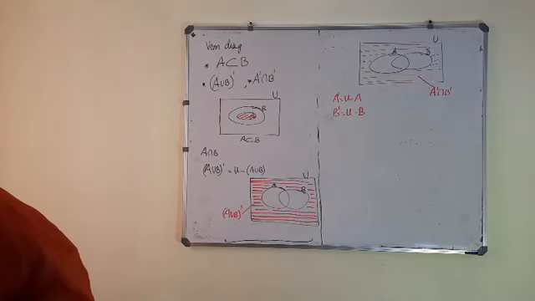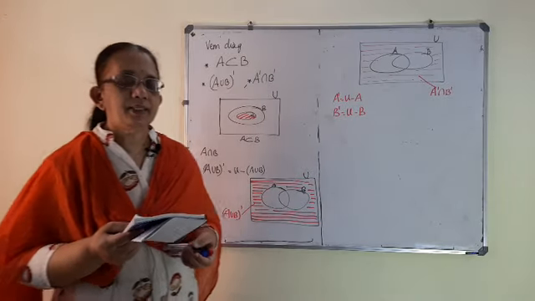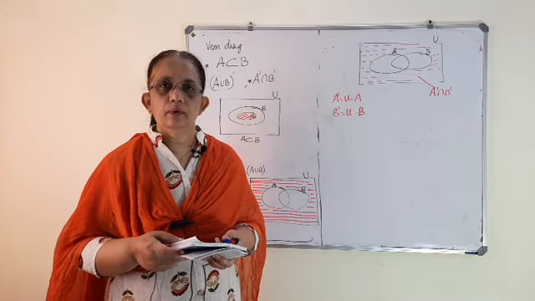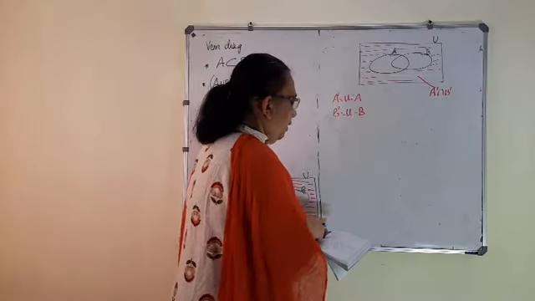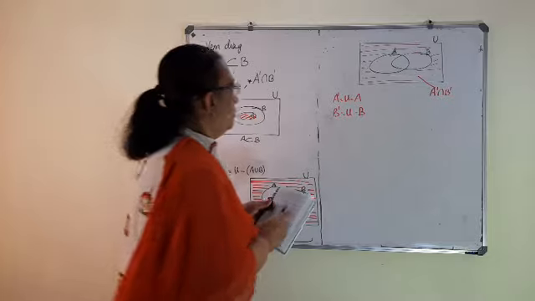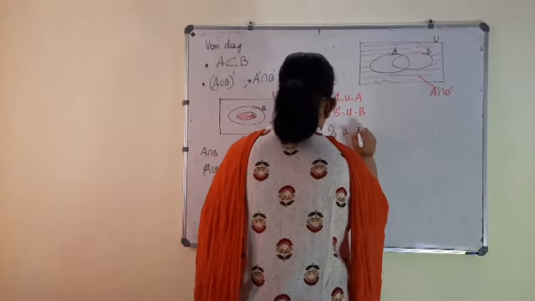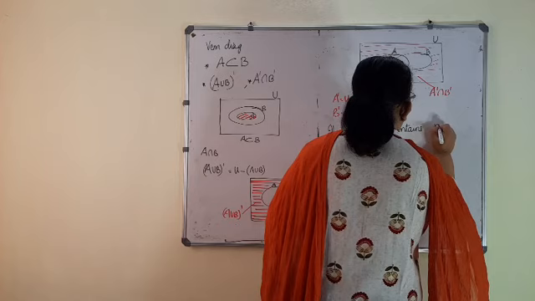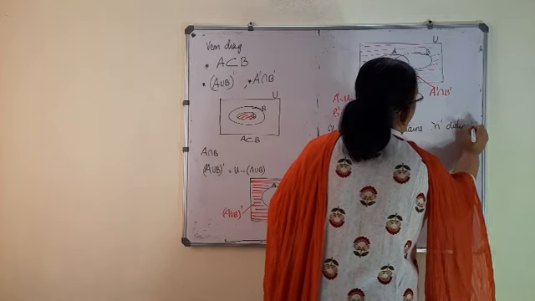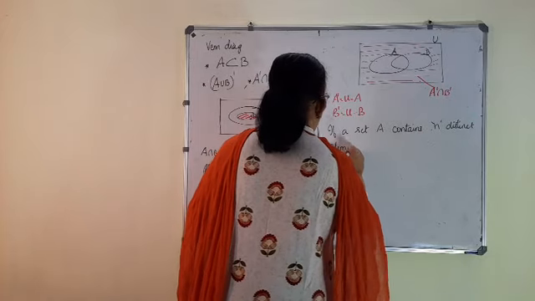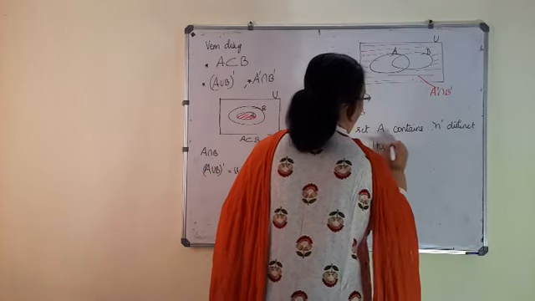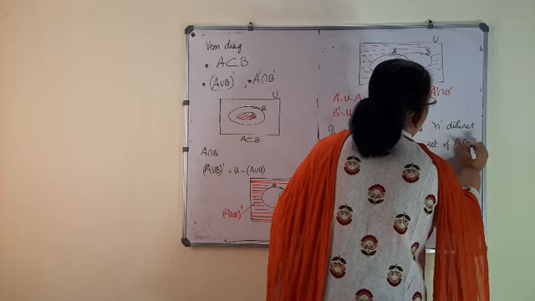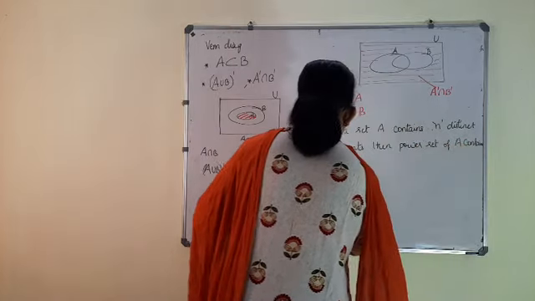Now let me ask you some five one-word answer type questions. If a set has n distinct elements, then the power set of A contains dash elements. Just write in short form.